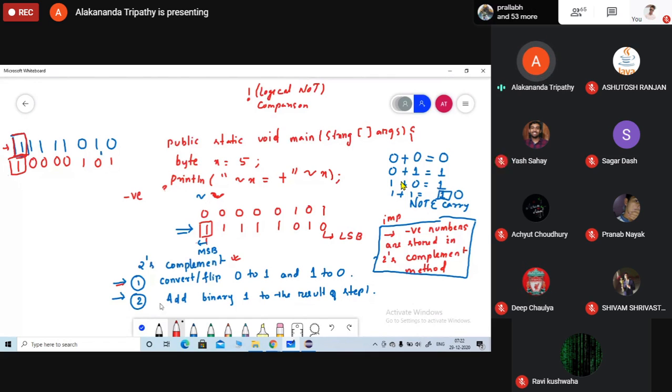Next, what are we going to do? Add binary one to the result of step one. So what is the result of the first step? The result of the first step is this: 0 0 0 1 0 1. So here I am going to add a binary one.